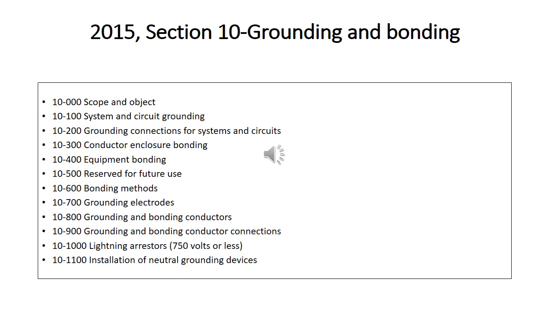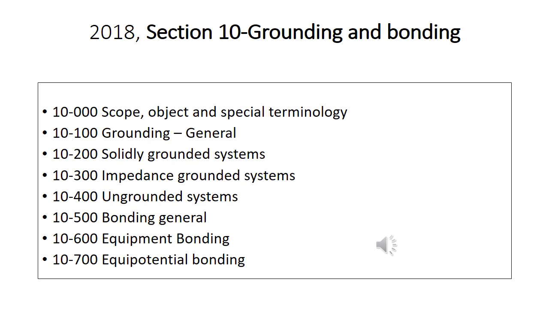In the 2015 Canadian Electrical Code, and as shown here, there were 12 subsections within Section 10. In the 2018 Canadian Electrical Code, and as shown here, there are now 8 subsections within Section 10.